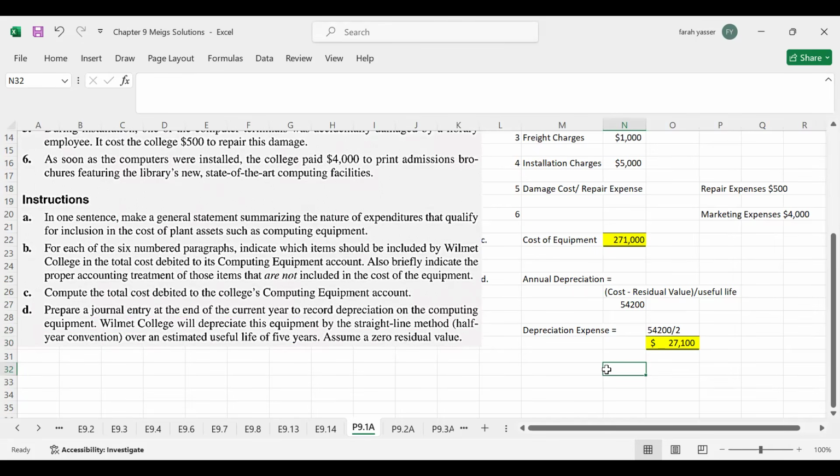And in the next lecture, we will discuss depreciation methods. Two depreciation methods in lecture number 2: straight line method and declining balance method. Whereas in lecture number 3, we will discuss the unit output method.